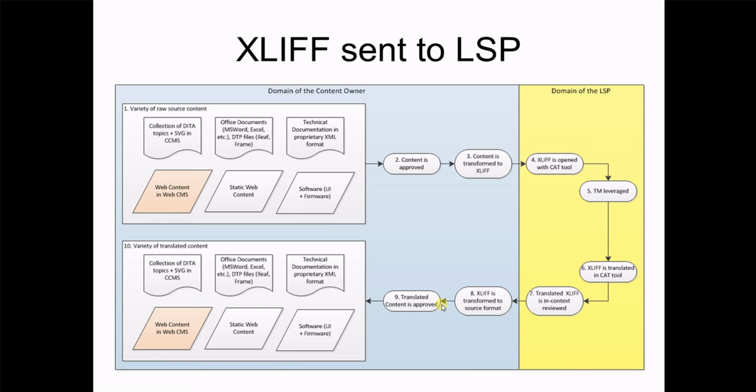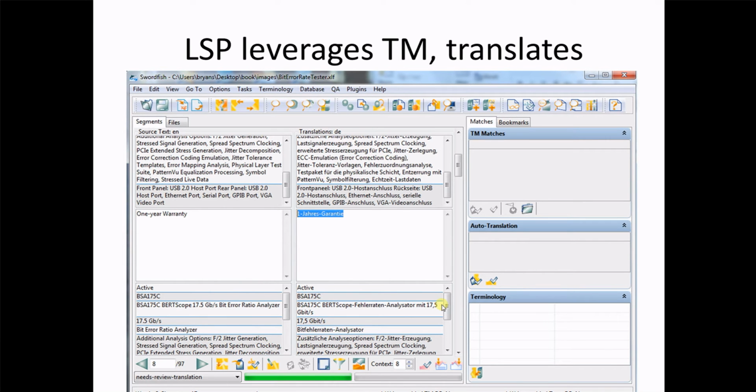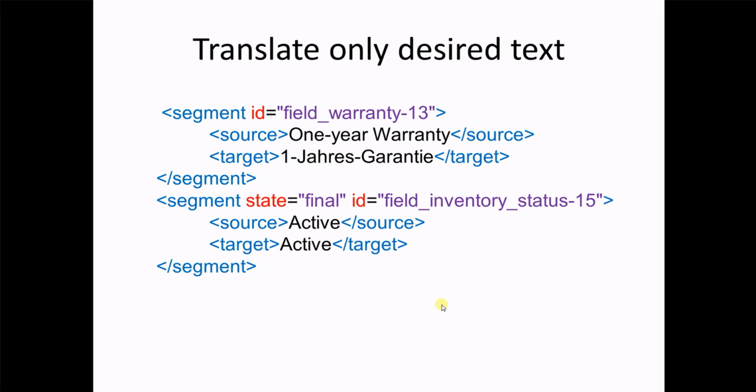They're going to open the XLIFF tool with their XLIFF file with their CAT tools. They'll leverage translation memory. They'll translate with their CAT tools, and then they'll give the translated XLIFF back to the content provider. The content provider will then do the rest. So they're leveraging the TM, they're translating it.